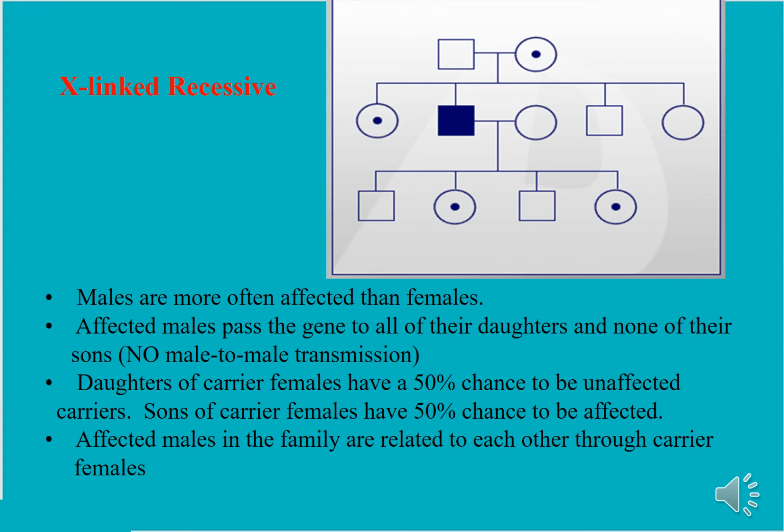Daughters of carrier females have a 50% chance to be unaffected, or what we call carriers. The sons of carrier females have a 50% chance to be affected, and affected males in the family are related to each other through carrier females. So, if a male child is affected, ask about his maternal uncle.